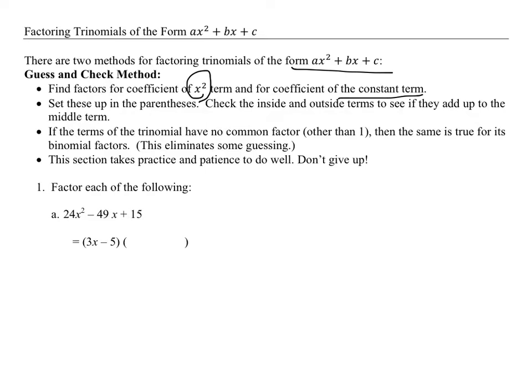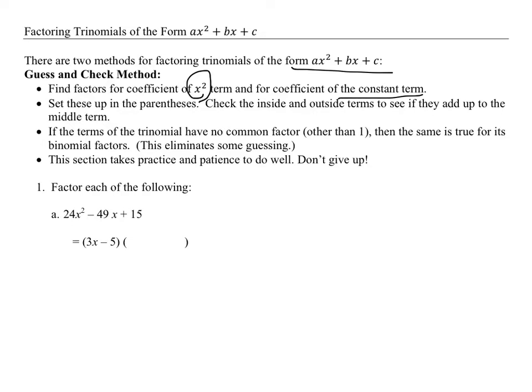If the terms of the trinomial have no common factor other than 1, then the same is true for the binomial factors, and this eliminates some guessing. This section takes practice and patience to do well, so don't give up, all right? We're going to do two methods, this one and the grouping method. So for this first one, we kind of do a little dead giveaway, just to get you all warmed up.